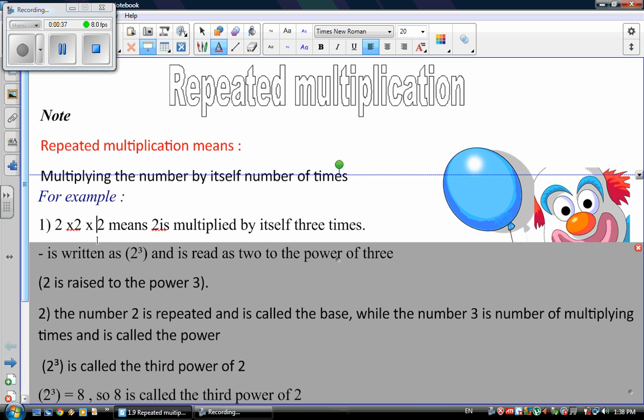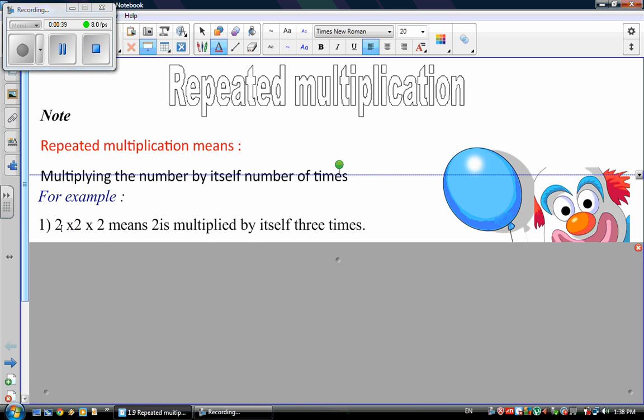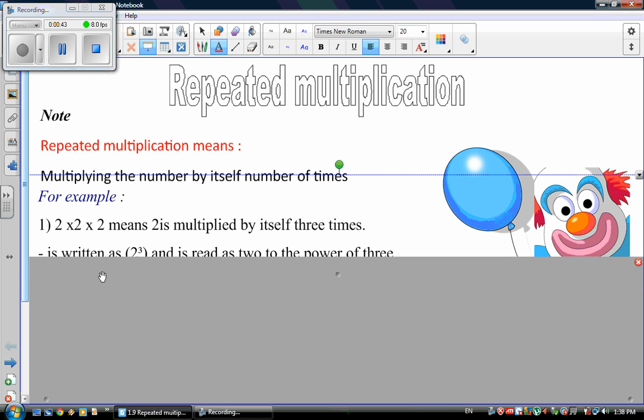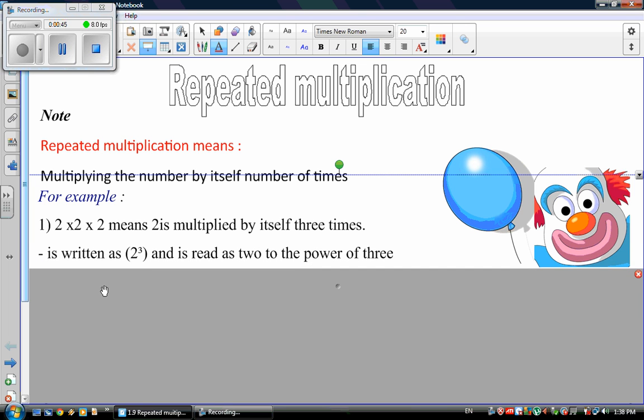1, 2, 3. So we can write it in this form. 2 is raised to the power 3.